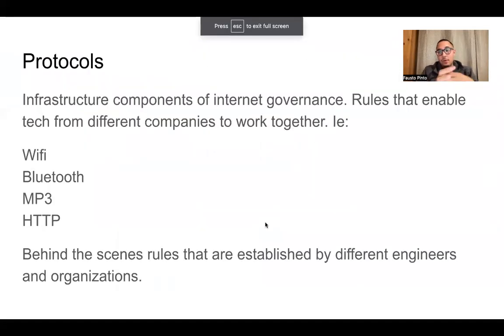We need to learn about the protocols that govern the internet and what the internet is made up of, and digital components as well. So, infrastructure components of internet governance: rules that enable tech from different companies to work together. We have Wi-Fi, Bluetooth, MP3, HTTP. These are things that allow different tools of the internet to work. It's how we connect our phone to our wireless headphones, to our MacBooks, to our cars, and all of that stuff. And all these things have to be up to code and work with each other.